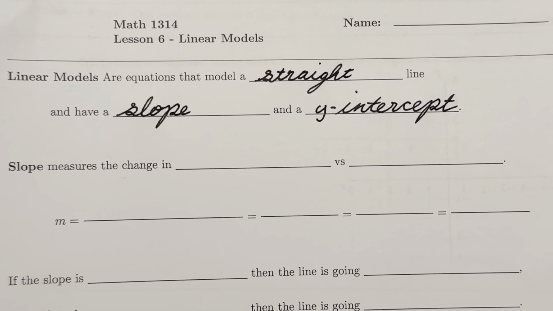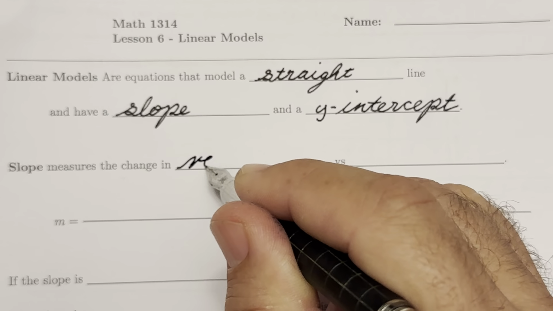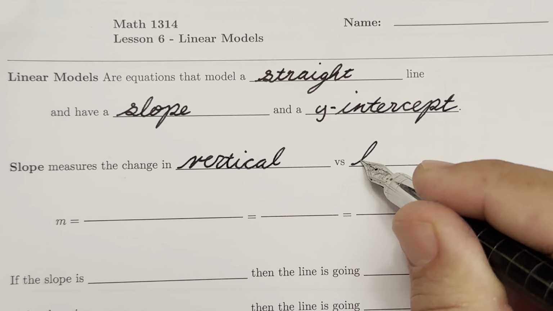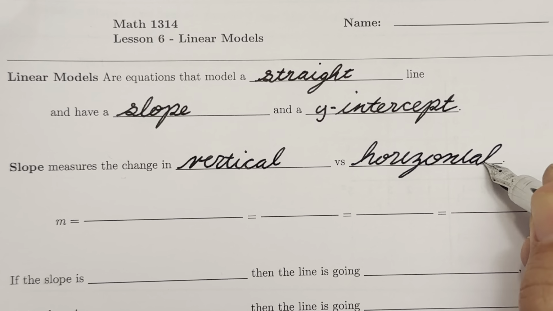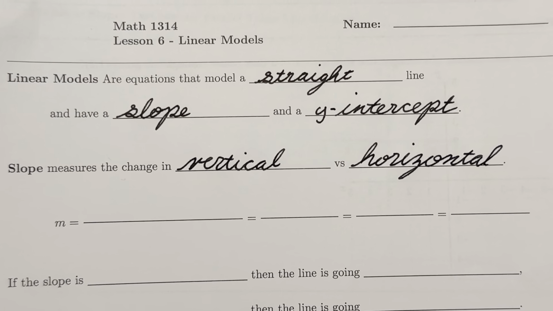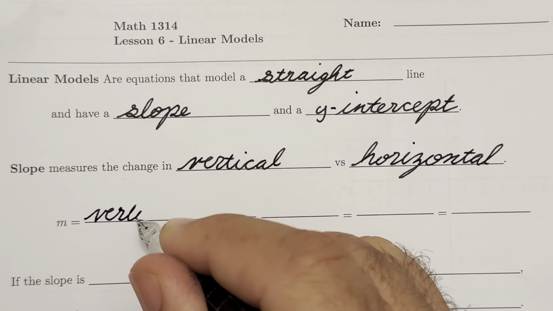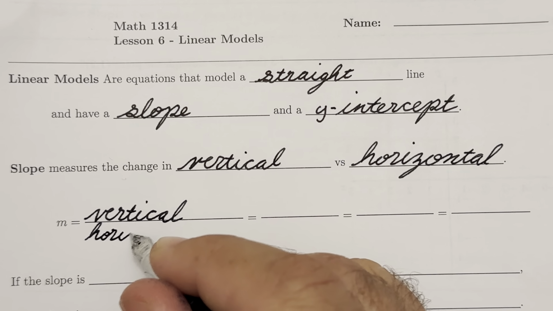Now, what is a slope? A slope measures the change in vertical versus horizontal, right? So basically it's just a ratio of the vertical to the horizontal. And so we use the letter m to designate slope. And again, it is the vertical divided by the horizontal. Like so.